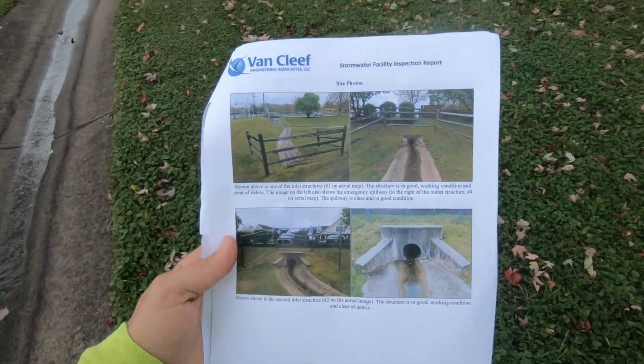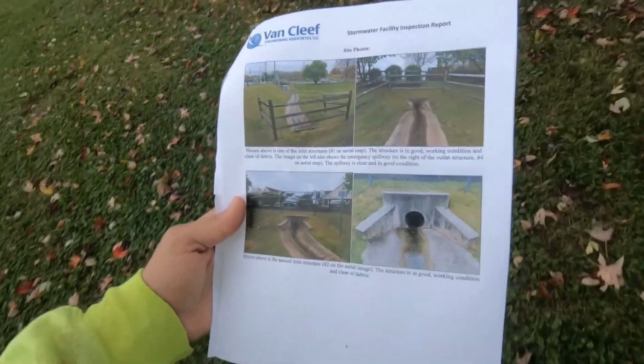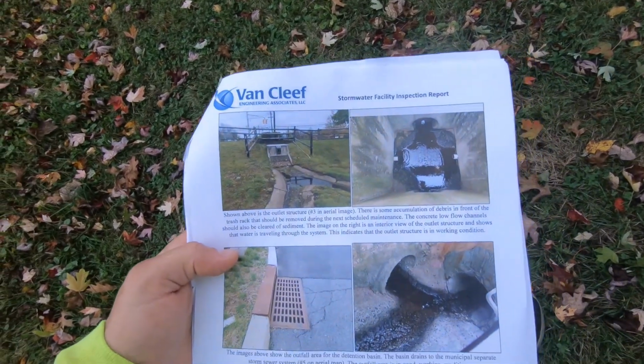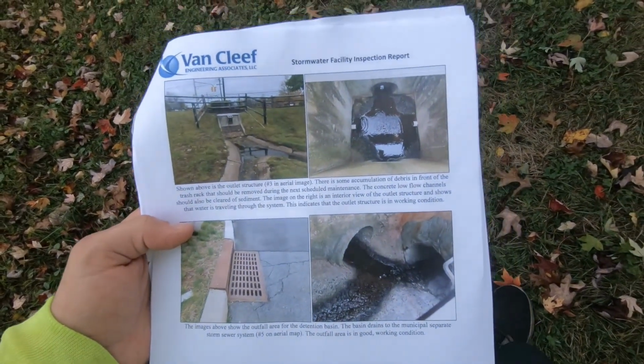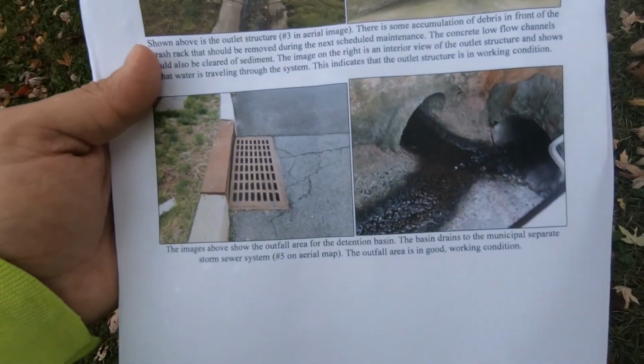Something like this: shown above is this structure, shown above is that structure, right? You're going to want to label it, making it easy for people to identify. If you notice anything, for example, if you notice that there's some debris accumulation, you should make note of that underneath the picture and identify it. You can see here, this is where the outfall area is.